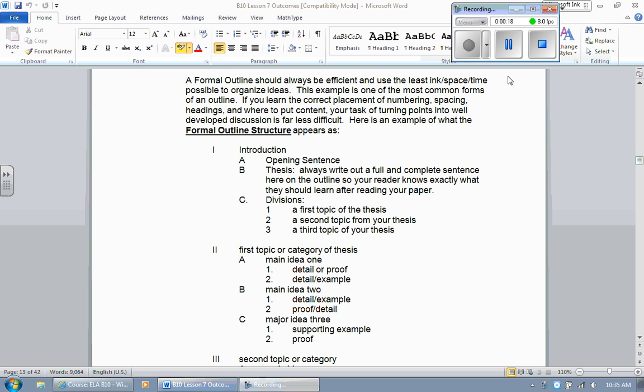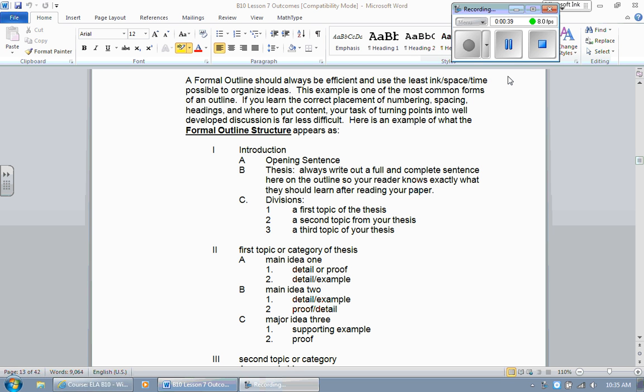A formal outline should always be efficient. In other words, you should use the least ink, space, and time possible. A formal outline is just a plan. It's like a map when you drive or a guidebook before you assemble a piece of furniture. So you need to remember that it's just making suggestions about ideas. It doesn't have to include everything.